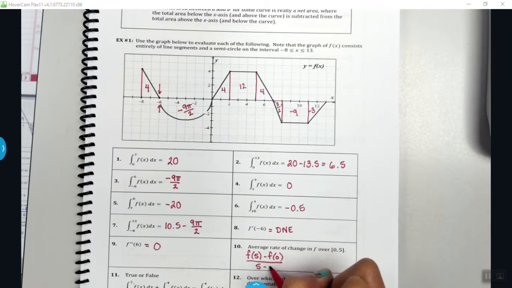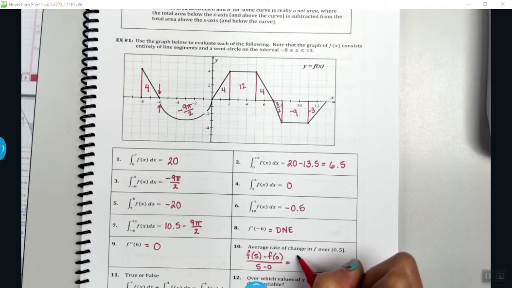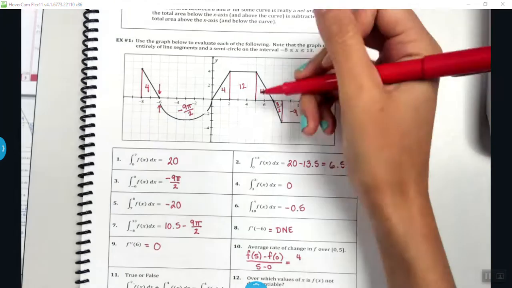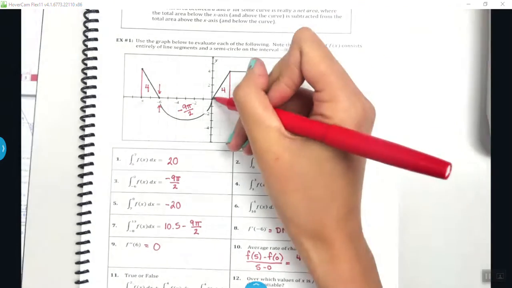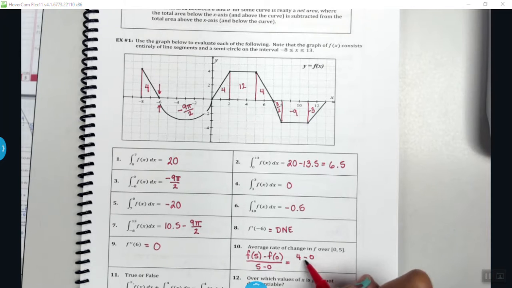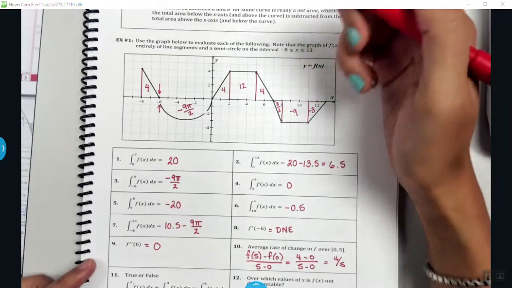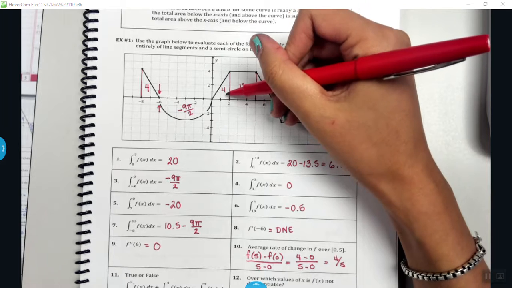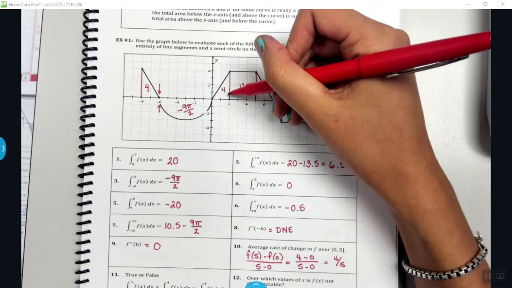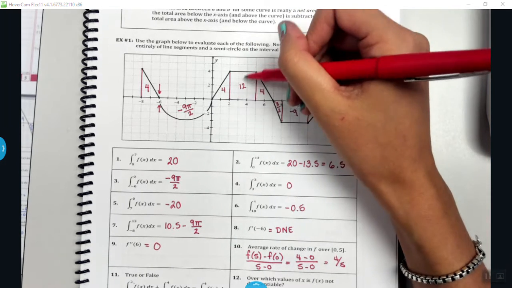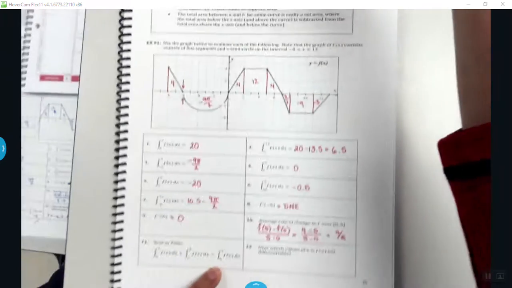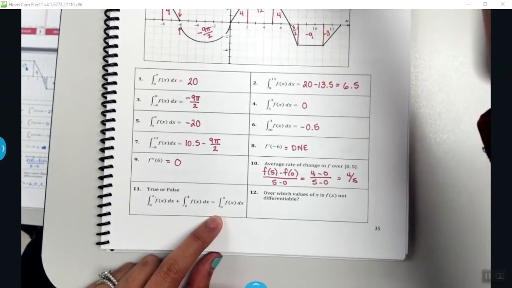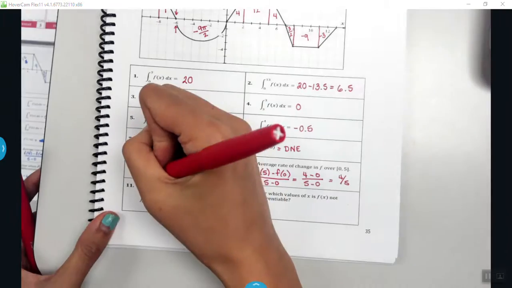Okay, average rate of change in f, that would be f of 5 minus f of 0 over 5 minus 0. F of 5 is 4. F of 0 is 0. Over 5 minus 0, that's 4/5. Okay, true or false? If I find the area from 0 to 2, and I add that to the area from 2 to 4, will that equal the area from 0 to 4? Should. You're right, it's true.